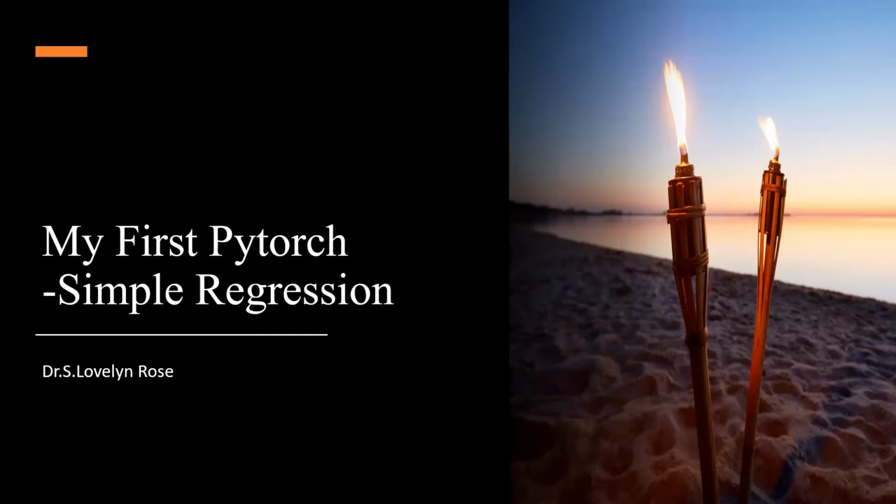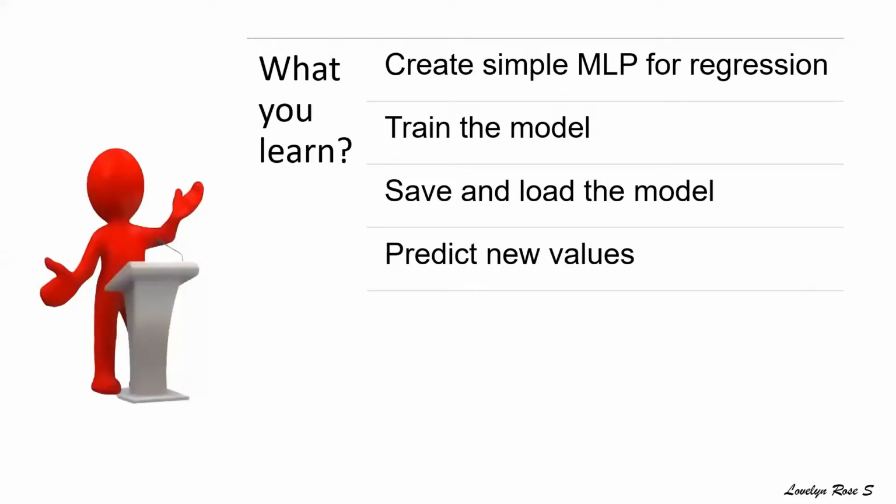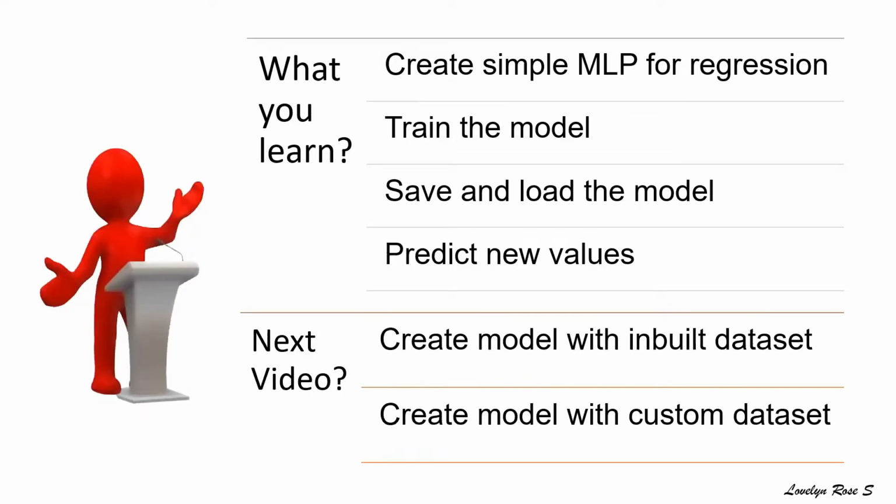The objective of the session is that we will create a simple multi-layered perceptron to train a regression model. And then after the model is trained, we will save the model and see how to load the model which is already saved so that we can predict new values. In the subsequent videos, we will create models where we can use inbuilt data sets and custom data sets.